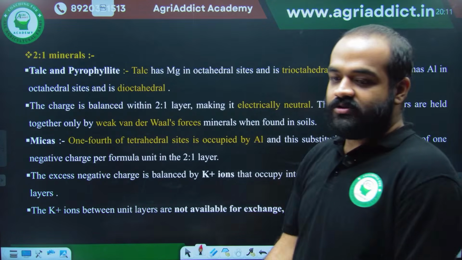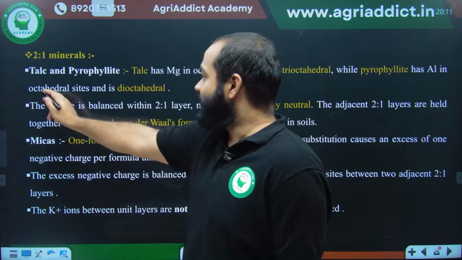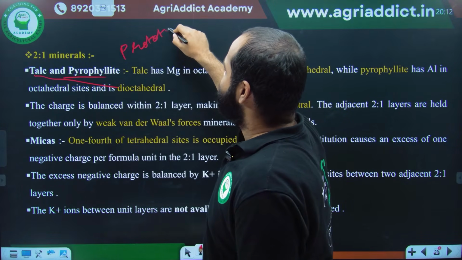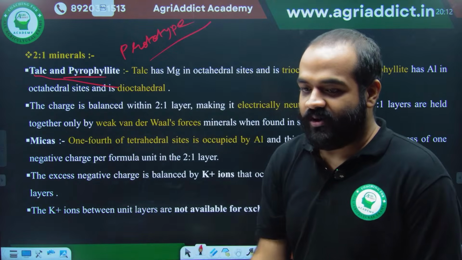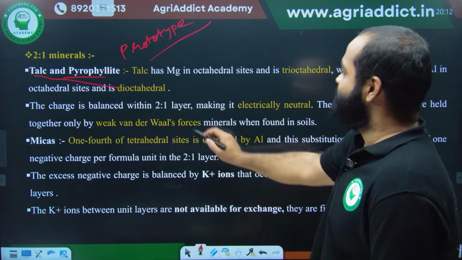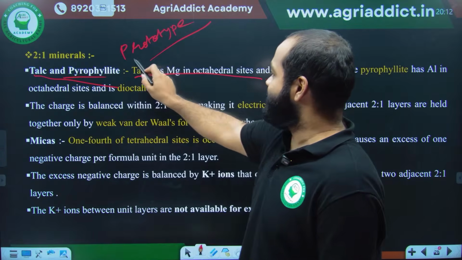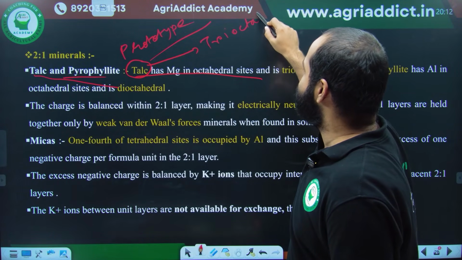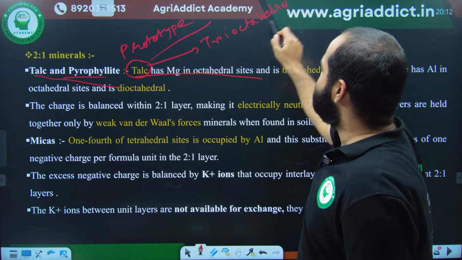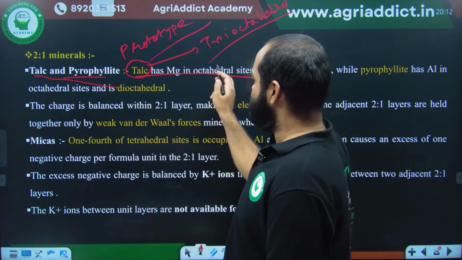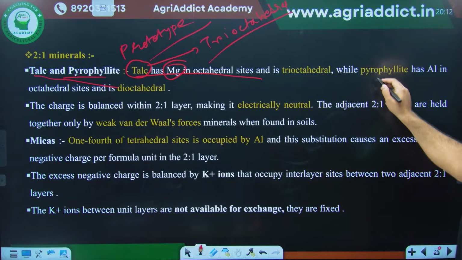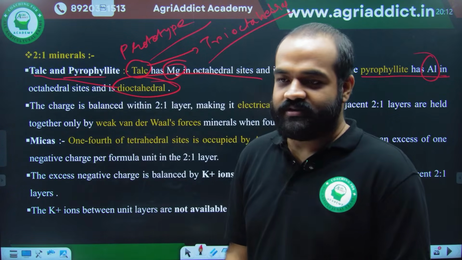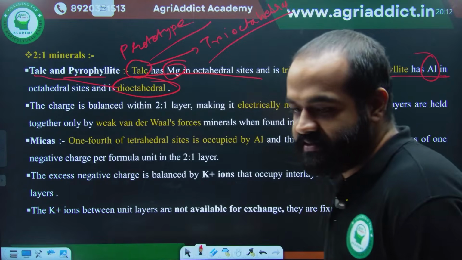So coming to the 2:1 minerals, we all know talc and pyrophyllite are the prototypes. Prototype minerals, that is, these are the ideal minerals that we look at. Talc has Mg in the octahedral site, which is easy to remember. Remember trioctahedral with talc: put the T together, T goes with T, so it is trioctahedral, and magnesium will be there. Whereas pyrophyllite has aluminium and is dioctahedral.